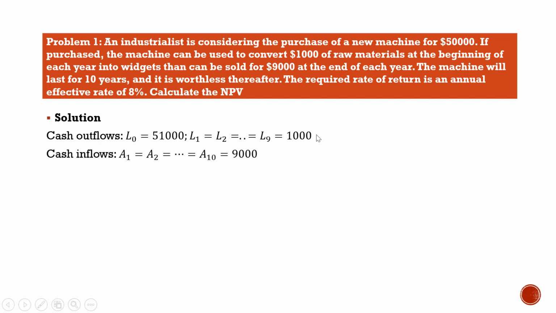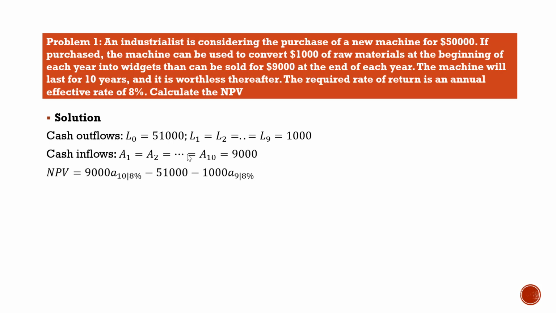Now we consider cash inflows. At the end of the first year, we will receive $9,000. At the end of the second year, we will receive $9,000, and at the end of 10 years, we will receive $9,000. So A1 is equal to A2 is equal to A3, continuing until A10, and this is 9,000 for each. So now we are going to find the NPV.